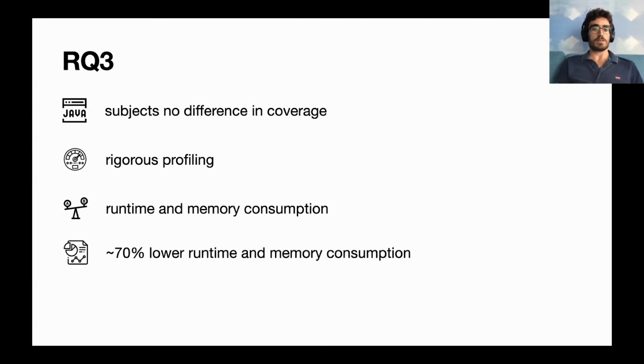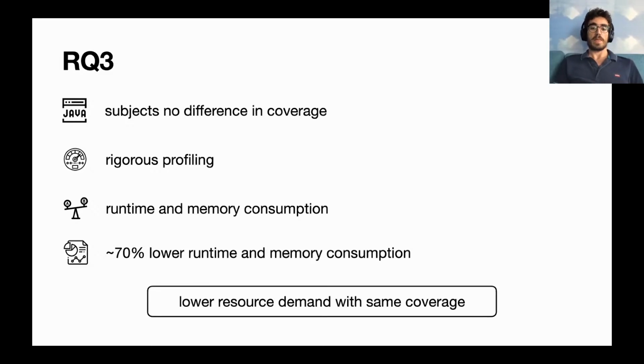Let us now see what happens with runtime and memory consumption. To answer this question, we took subjects with no difference in achieved coverage, and this time we did rigorous profiling, the one that was not possible to do in the loop of the genetic algorithm. So we ran those test suites 1,000 times on a bare metal machine, in a fixed JVM, and we measured the runtime and memory consumption. What we discovered in the end is that on average, we are able to achieve 70% lower runtime and memory consumption for those suites.